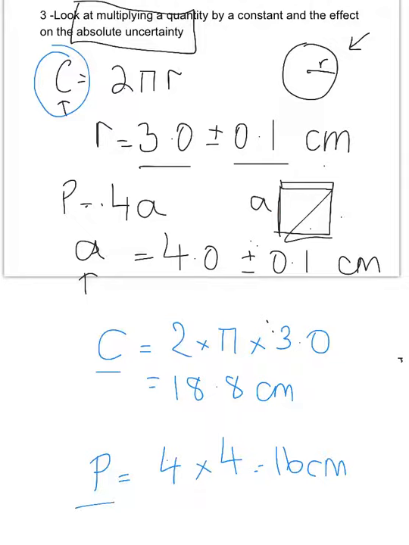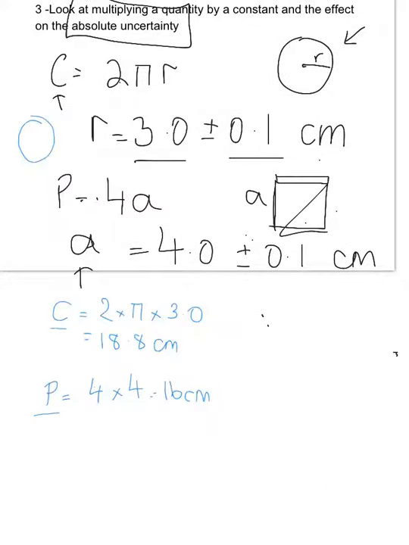So that's our answer. Now we need to work out the uncertainty. Now what is our actual rule? The rule is the constant. Whatever our constant is, in this case it's 2 pi, and in the perimeter case it's 4, times the absolute uncertainty. So for the first one, the circumference, it would be plus or minus 2 pi times 0.1.